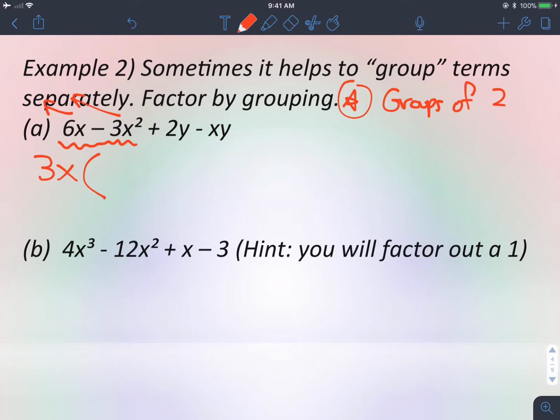So 6x, you pull out a 3x, and you're left with 2. And then negative 3x squared. You take out a 3. 3 divided by 3 is 1. And then x squared over x is x to the first. But remember, we don't write that.